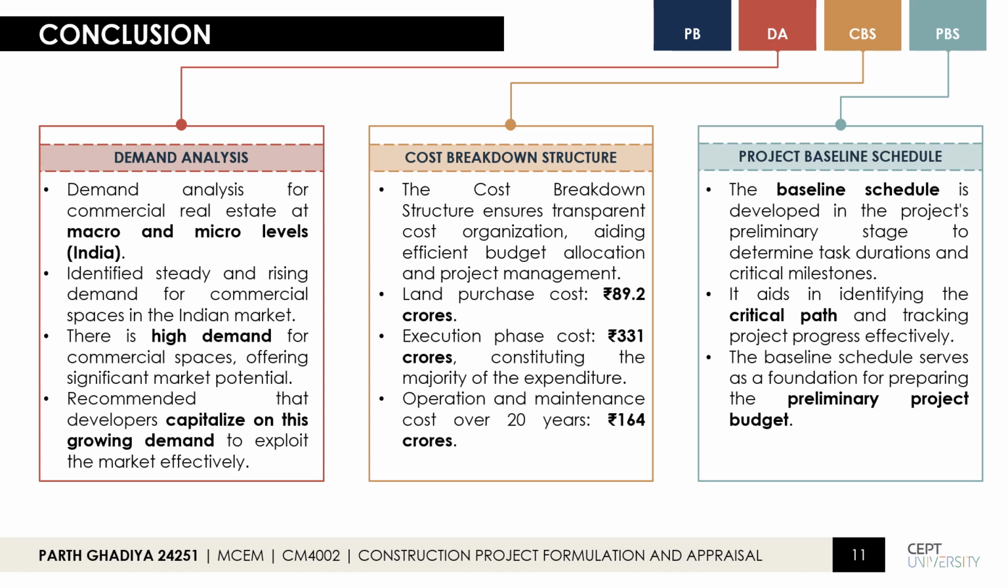Moving to the cost breakdown structure. The cost breakdown structure emphasizes the importance of transparent and systematic allocation of resources for project success. The major costs include land acquisition, construction execution, and the long-term operation and maintenance cost. A detailed cost breakdown structure ensures effective budget management, enhances project control, and provides clarity to all the stakeholders involved.